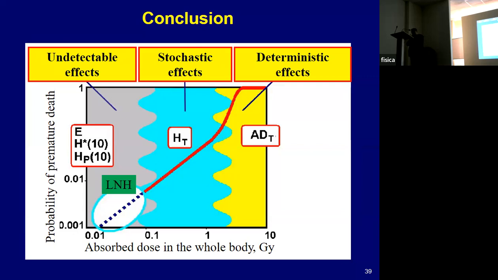And ultimately, the contribution of the risk of developing stochastic and deterministic effects to the total probability of premature death is comparable at doses from 1 to 4 grays. So both RBE weighted and equivalent doses should be used to assess the effect of exposure in this area.